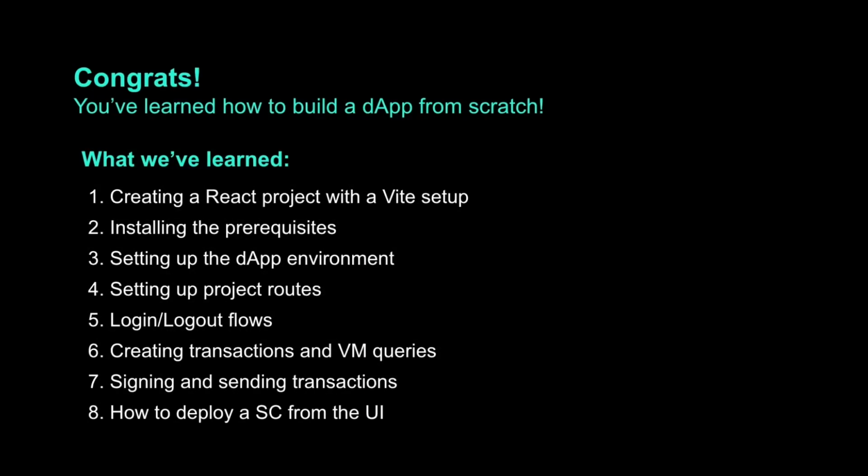Congrats! We've reached the end of our tutorial and we've learned how to build a dApp from scratch. Let's do a small recap of what we've learned. In the first part, we've learned to create a React project with a Vite setup. Then we've installed the prerequisites. Then we've set up the dApp environment. Then the routes. We've managed to log in and log out in our dApp. Then we looked into VM queries and transactions. We've looked into signing and sending transactions. And at the end, we've learned to deploy a smart contract from the UI.